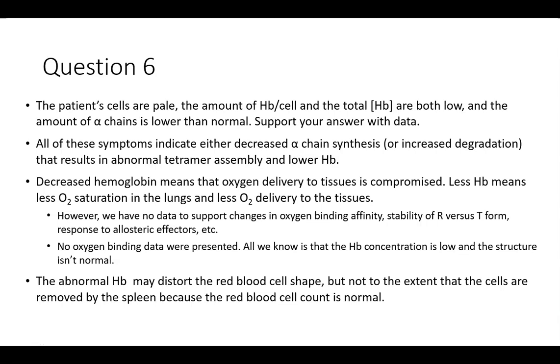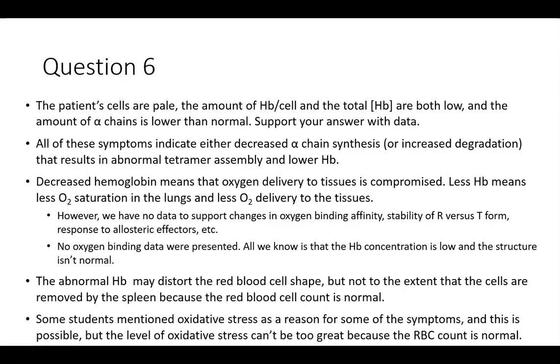Abnormal cells are removed by the spleen. So if there's not an increase in that removal process, then the shape of the cells is probably normal or close to normal. Some students mentioned oxidative stress, but again, that can't be too great because the red blood cell count is normal. So that's probably there, but it's not too bad because the red blood cell count is still normal.